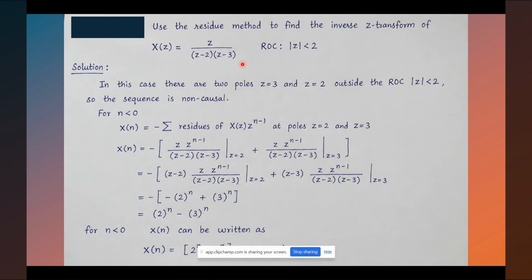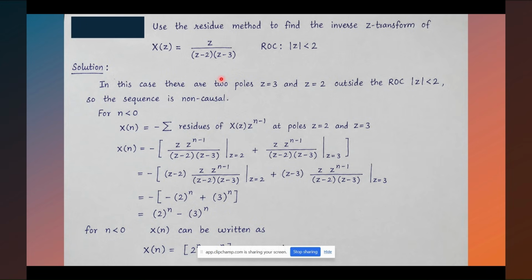Let us go on with the problem. Use the residue method to find the inverse Z transform of X of z equal to z by z minus 2 into z minus 3, where the ROC is mod z less than 2. First of all, we have to look into the ROC. It is less than 2, which means that it is a left hand side sequence, and it is non-causal.